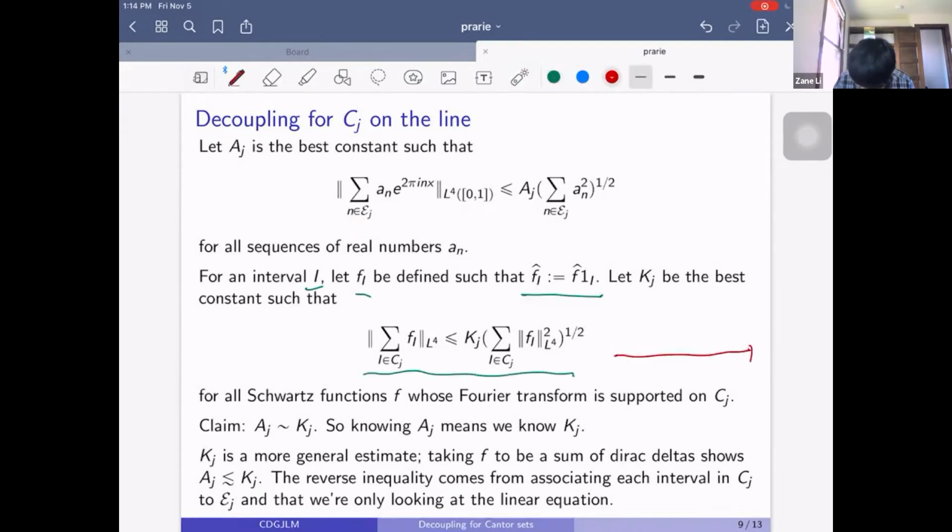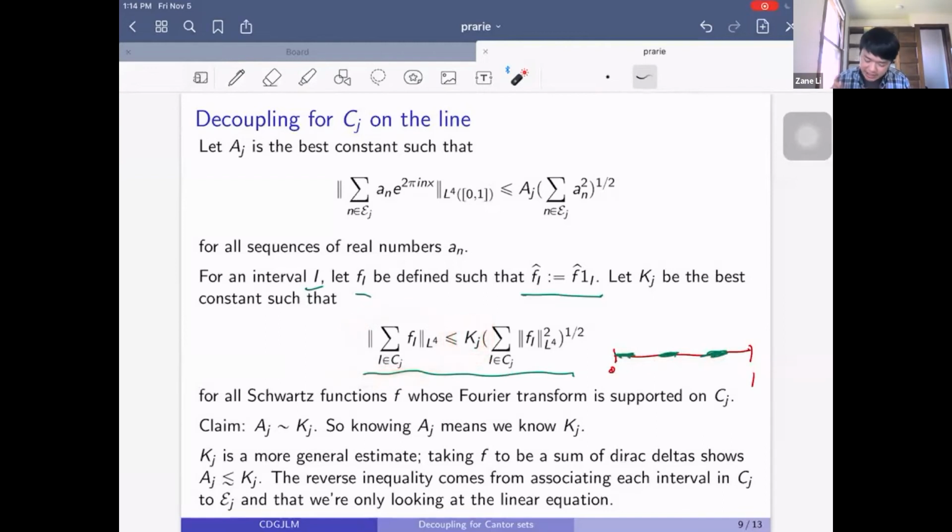So I have a Cantor set on the line. Here's my 0, 1, and I have some level of a Cantor set. Maybe I let my Cantor set develop in time, and it looks like this. And then I ask, what is K_j? Let's imagine we have a function that's Fourier supported on all these green pieces. This Fourier transform is supported on the green pieces, and I want to measure it in L4.